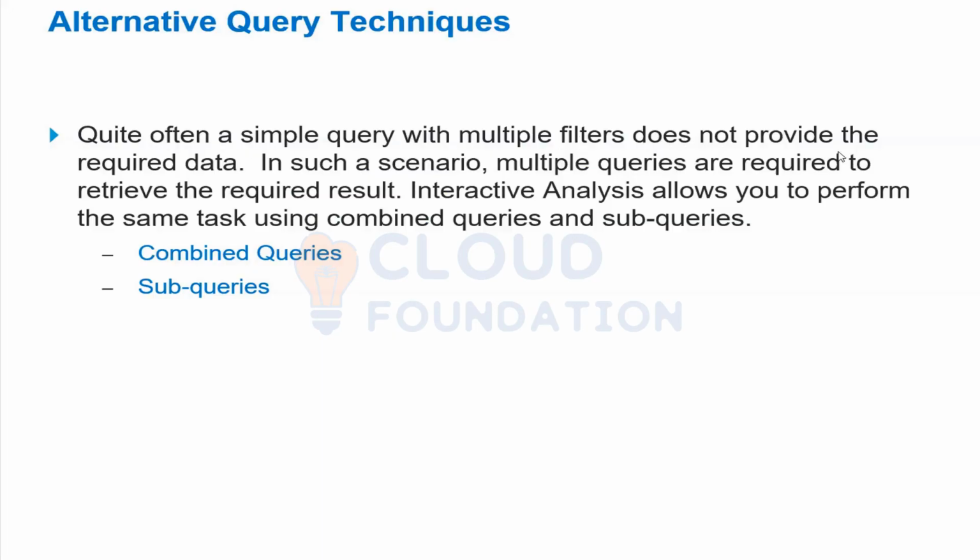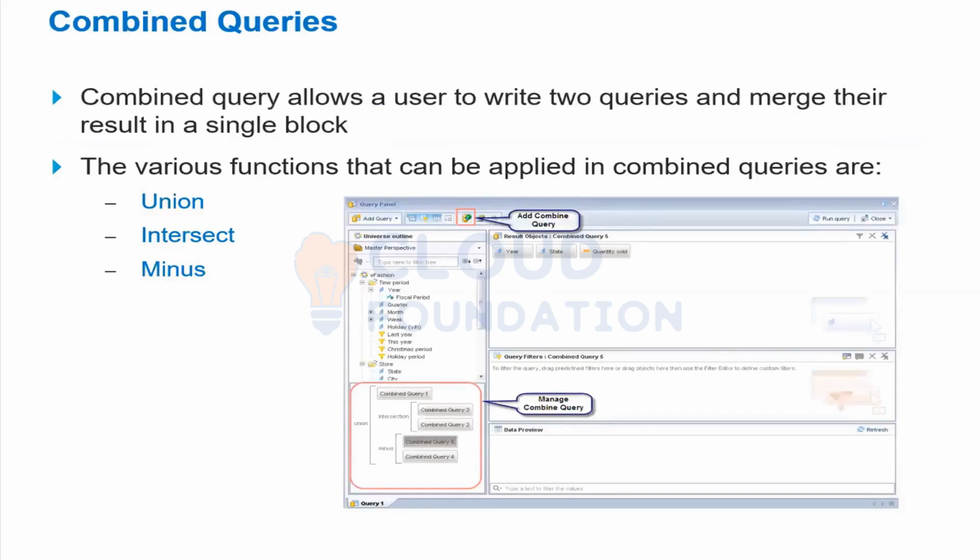Quite often, a simple query with multiple filters does not provide the required data. In such a scenario, multiple queries are required to retrieve the required result. Interactive analysis allows you to perform the same task using combined queries and subqueries. We have two types of queries, that is, combined queries and subqueries. A combined query allows the user to write two queries and merge the results in a single block. Here we can add a combined query; this symbol is for adding a combined query.